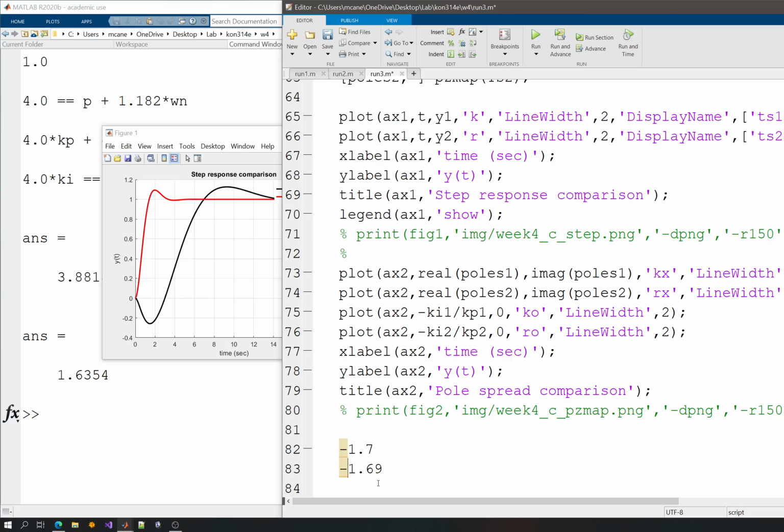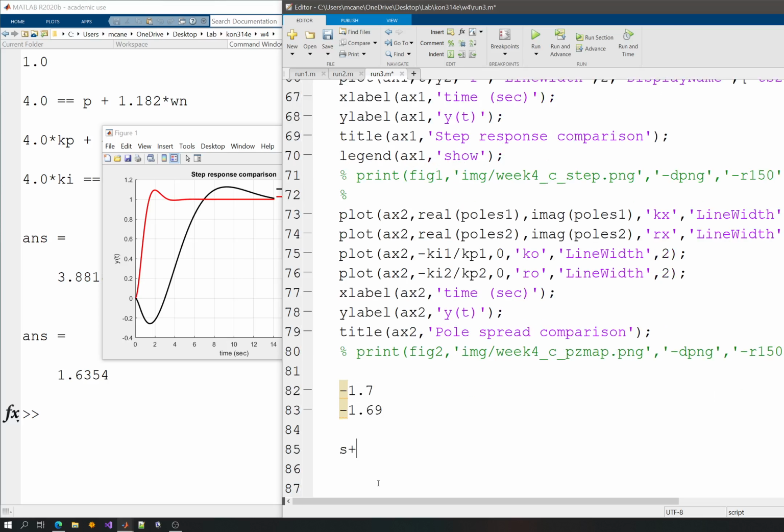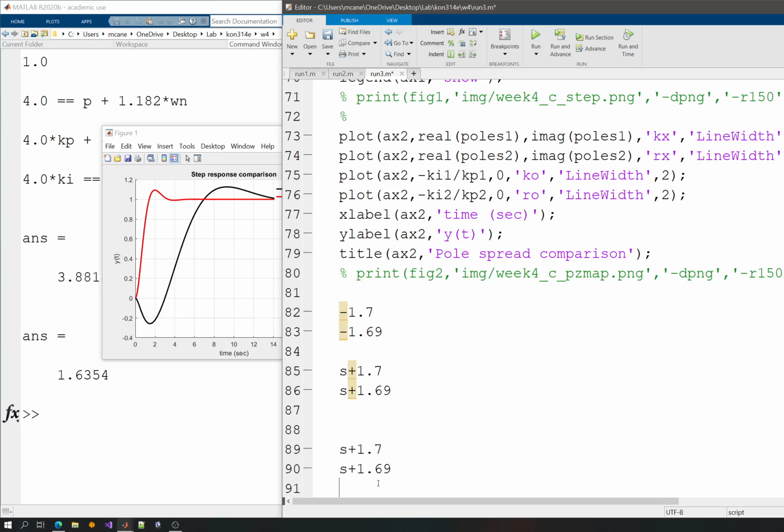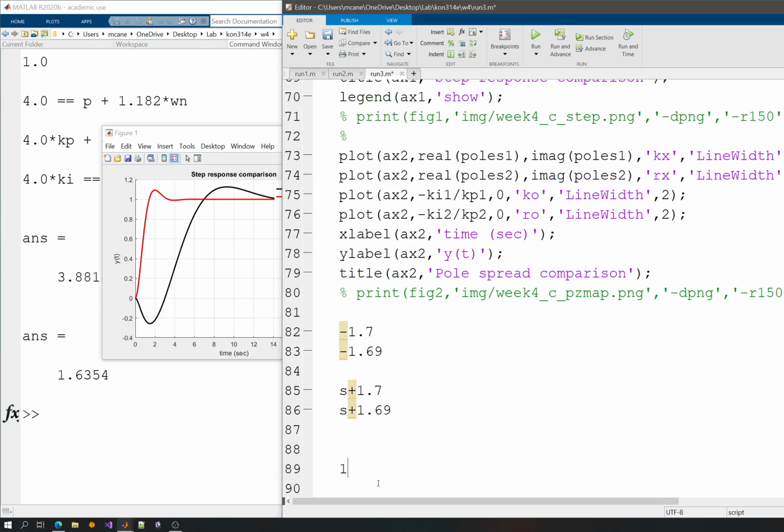Obviously, my transfer function would be s plus 1.7, since this is the numerator, divided by s plus 1.69. If they were on top of each other, then I would have a transfer function that would look like s plus 1.7 divided by s plus 1.7. So you can see that these will cancel each other out, and I would have a transfer function equal to 1, which is a dream of a control engineer.